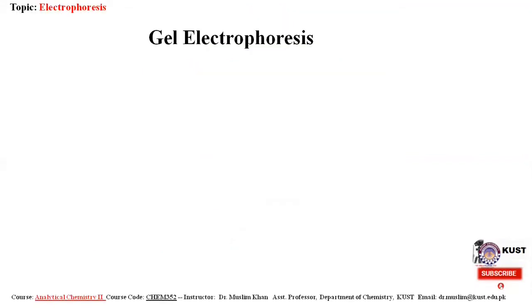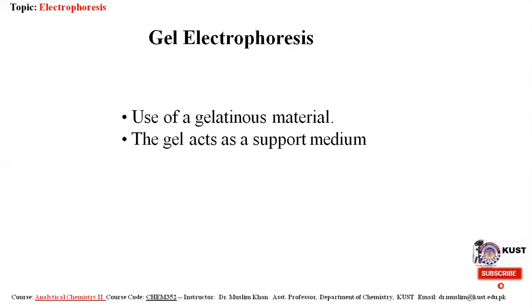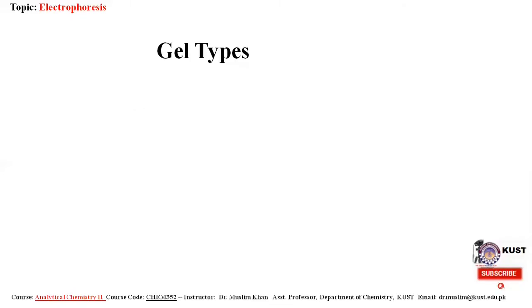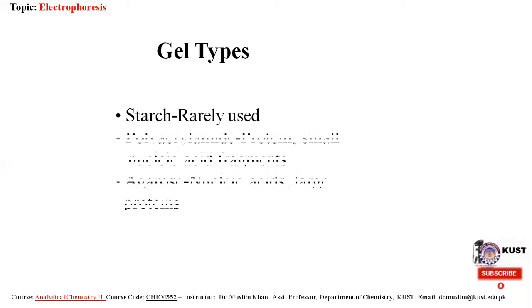First of all, what is the gel electrophoresis technique? It uses gelatinous material. Gel is used in the gel electrophoresis technique, so the gel acts as a support medium, used to separate mainly proteins and nucleic acids. What are the different types of gels that are used? Starch is used as a gel in the gel electrophoresis technique.